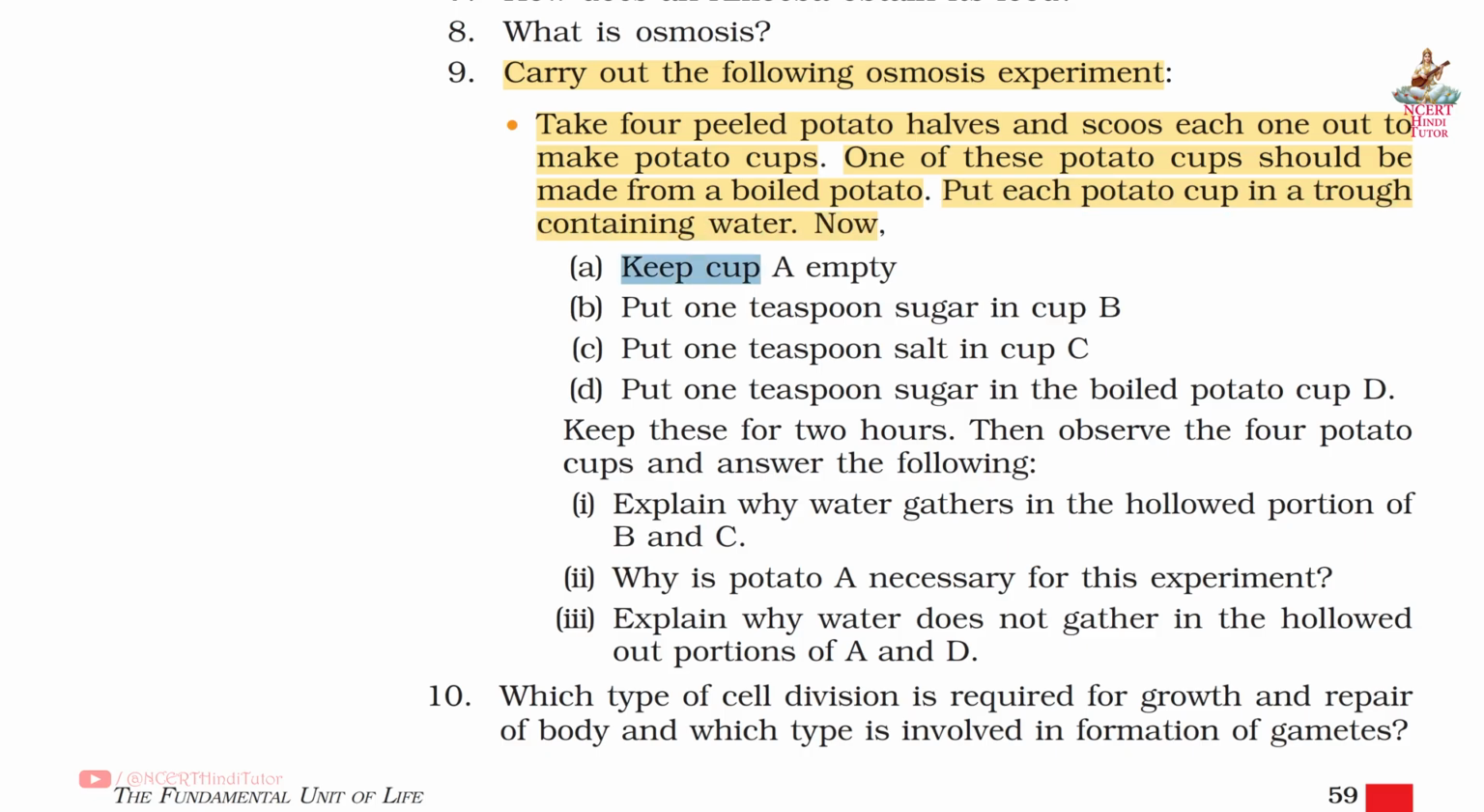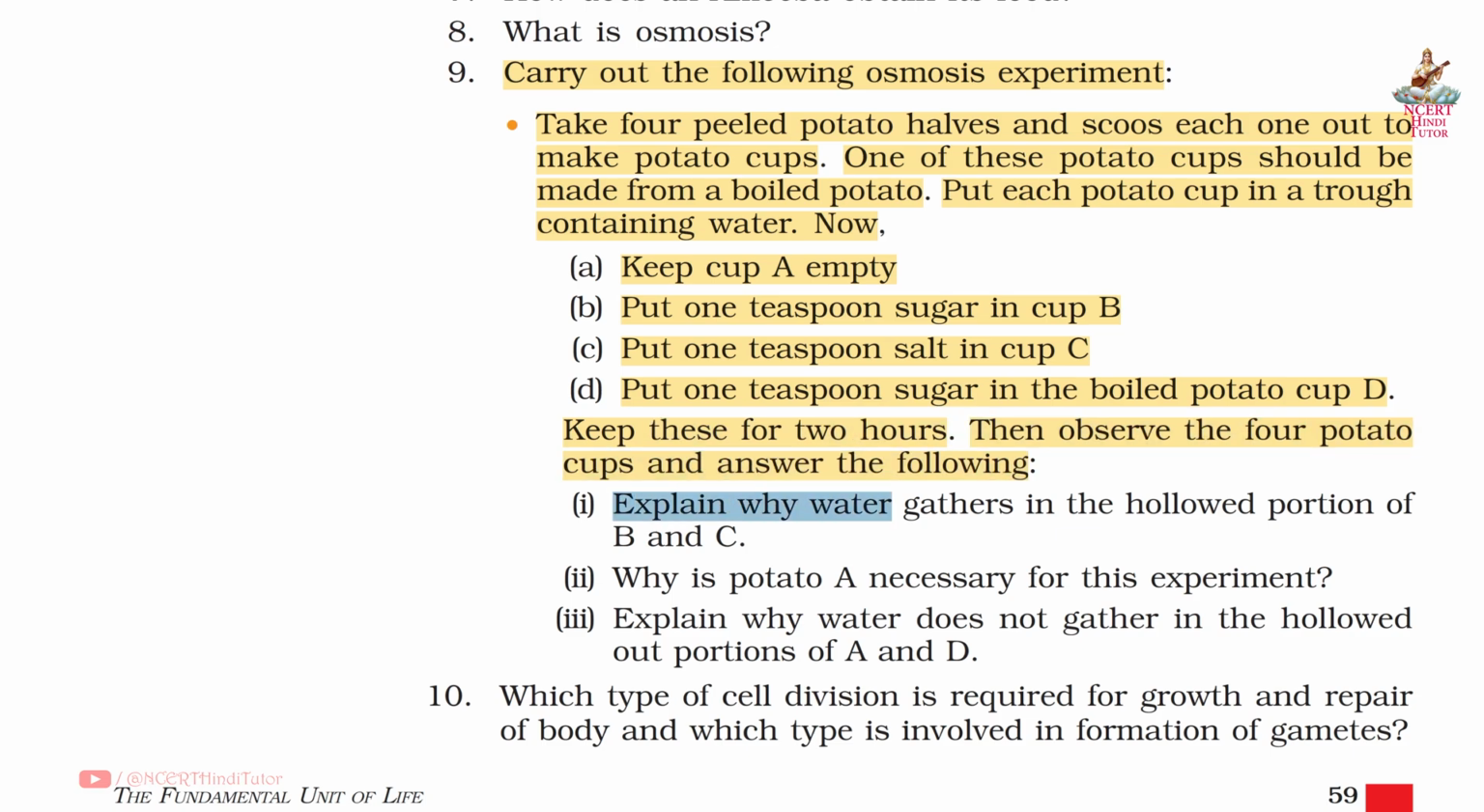Now, A. Keep cup A empty. B. Put 1 teaspoon sugar in cup B. C. Put 1 teaspoon salt in cup C. D. Put 1 teaspoon sugar in the boiled potato cup D. Keep these for 2 hours. Then observe the 4 potato cups and answer the following.